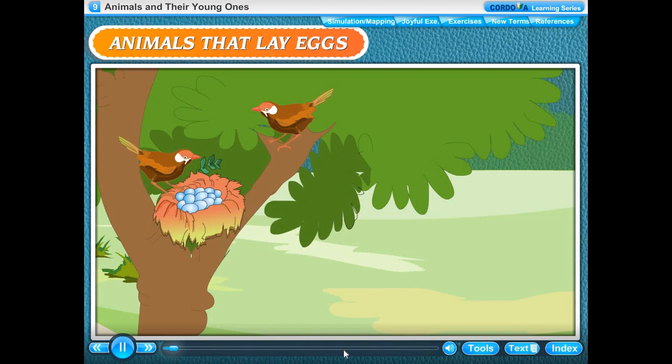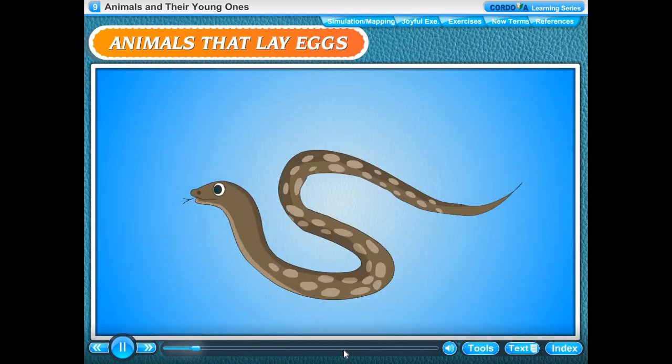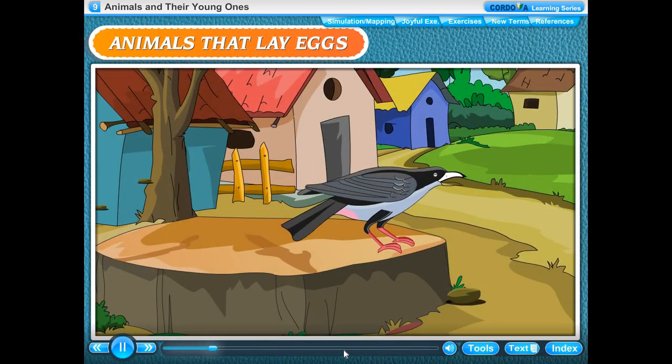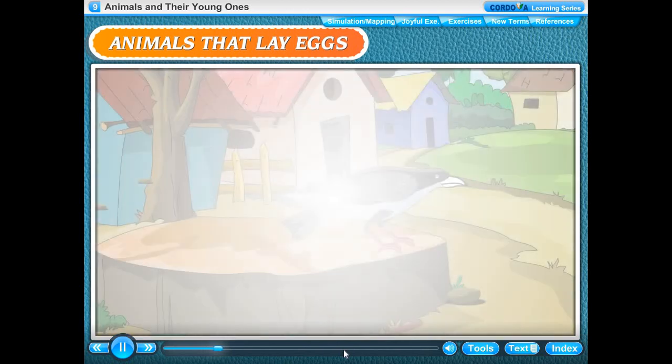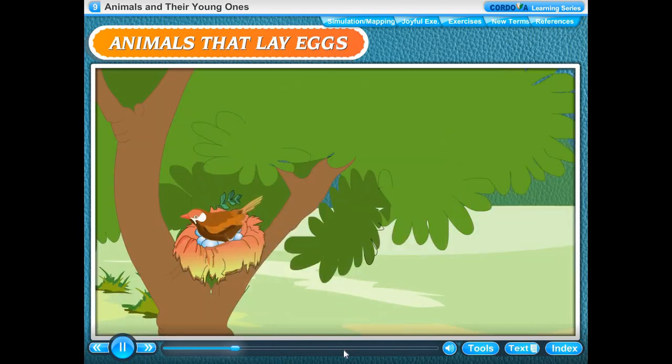Animals that lay eggs. Several animals reproduce by laying eggs. Birds, fishes, insects, frogs, snakes, and crocodiles are some animals that lay eggs. Birds. All birds, such as crow, sparrow, hen, and eagle, reproduce by laying eggs. The female birds lay eggs in nests.